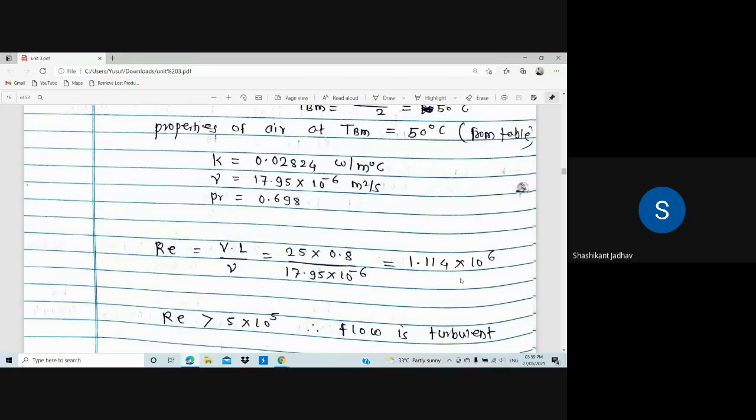So from that, Reynolds number, what is the equation for the Reynolds number? V into L divided by nu. So V is 25, L is 0.8 and nu is 17.95 into 10⁻⁶. So from that we get the value of Reynolds number as 1.114 into 10⁶. And this value is greater than 5 into 10⁵.